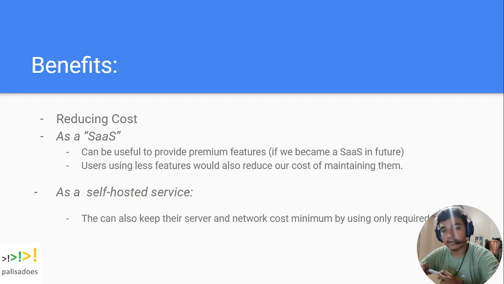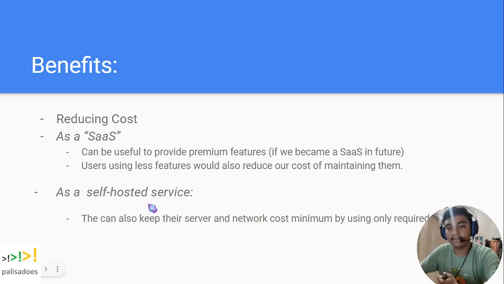So there can be two ways that this project can be used and benefited by the religious organizations. The first one is using it as a software as a service, which is SaaS in short. The second way is as a self-hosted service. If, for example, in the future Talawa deploys this app at a URL, let's say app.talawa.com, and they want to earn some revenue, they can use this feature to provide premium features by adding a cost, and users using fewer features would also reduce our cost of maintaining them.